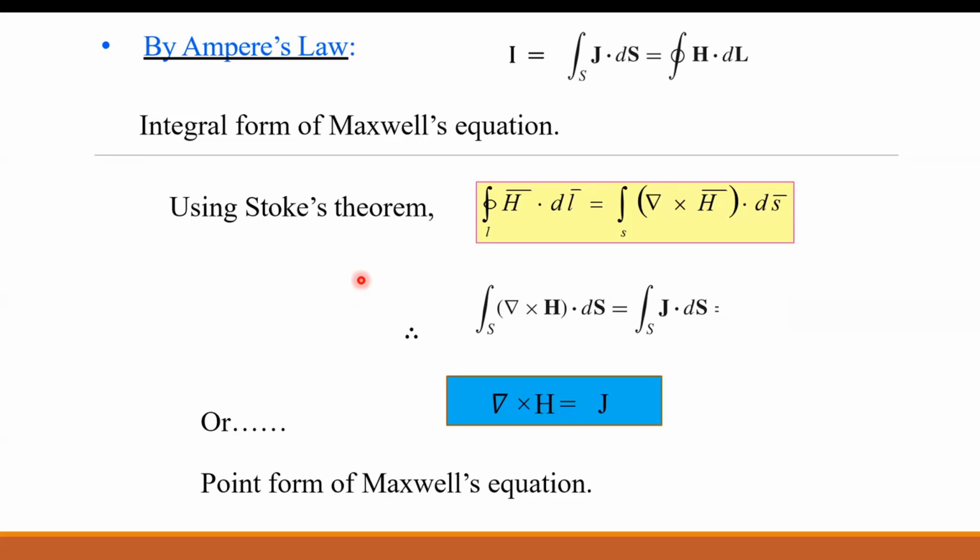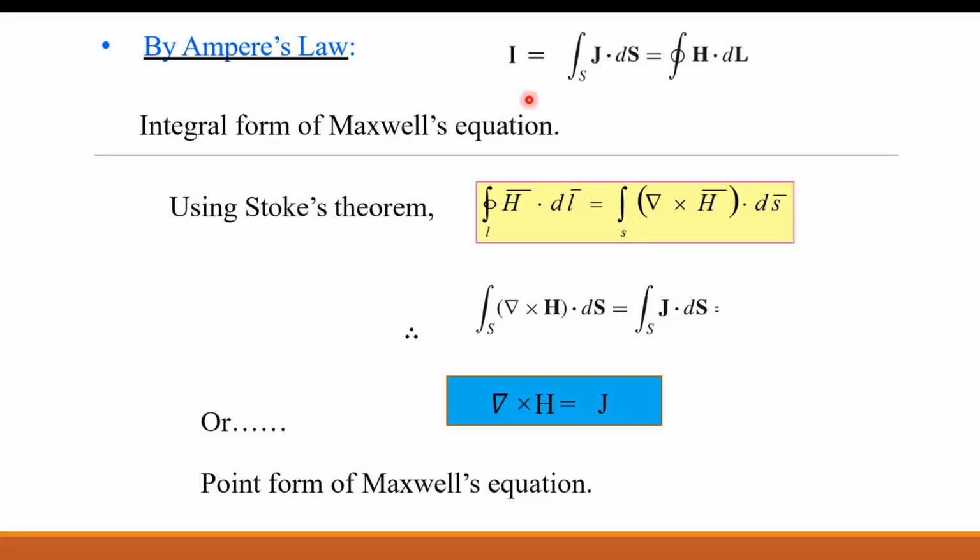Now second law, what is Ampere's law? Second equation we are going to see. Ampere's law states that if we circulate magnetic field intensity, that is H bar, through a closed path, then what we obtain? We obtain the current I, or I enclosed, right? That we have seen in Ampere's law in the third chapter.